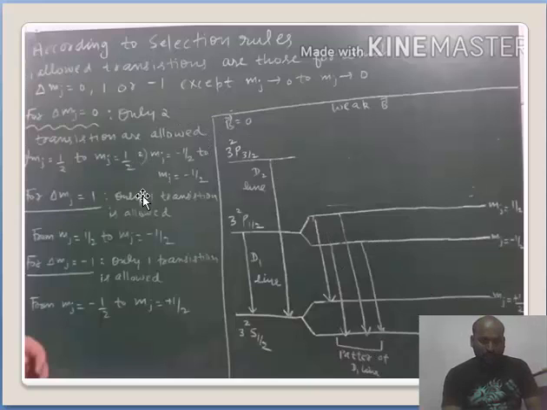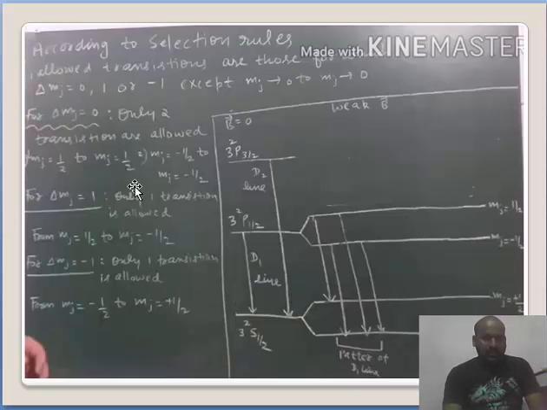Please learn it carefully. As I already told, for delta mj equal to 0, only two transitions are allowed: from mj equal to +1/2 to +1/2, and from mj equal to -1/2 to -1/2. For delta mj equal to +1, only one transition is allowed, from mj equal to +1/2 to -1/2. For delta mj equal to -1, only one transition is allowed, from mj equal to -1/2 to +1/2.